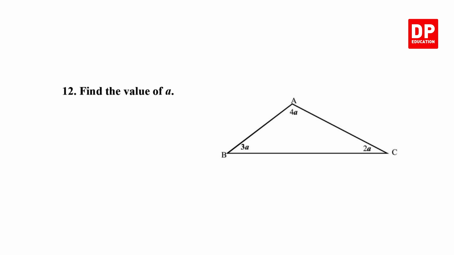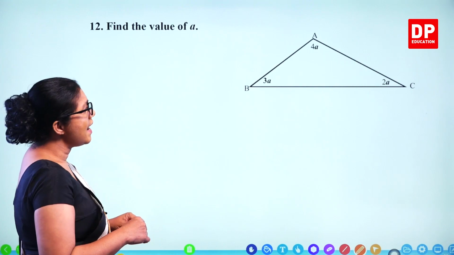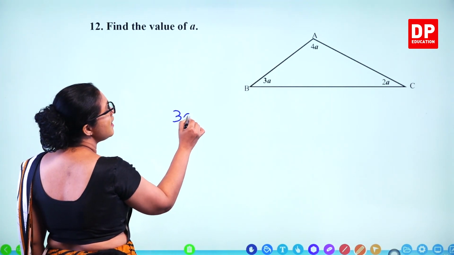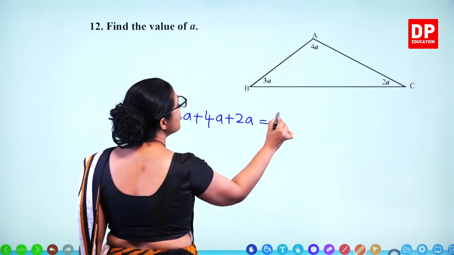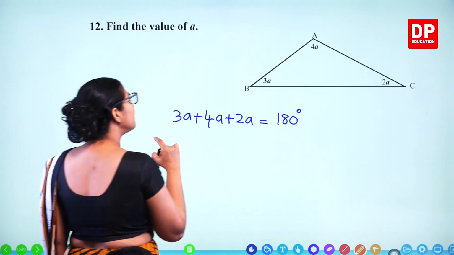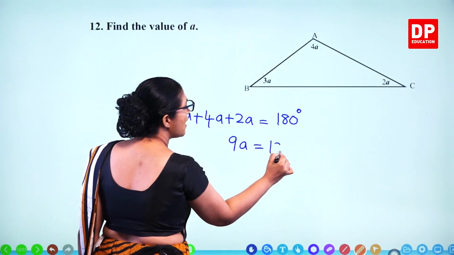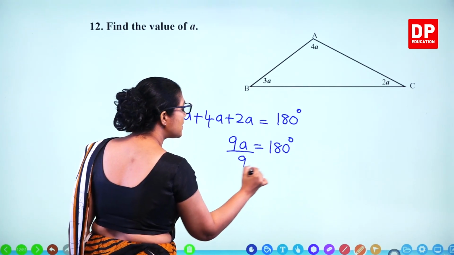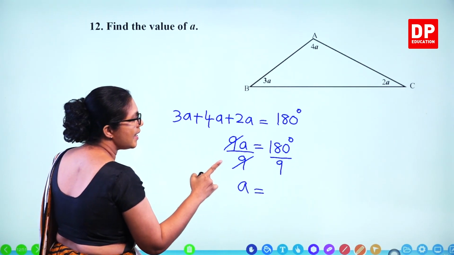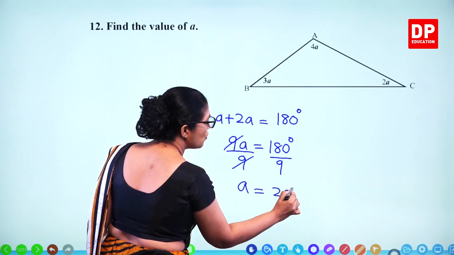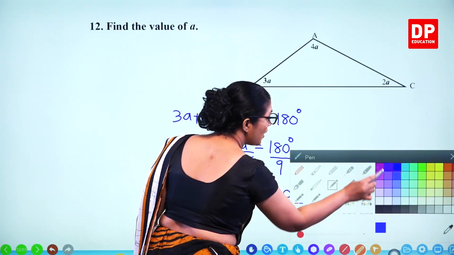Question number 12. Find the value of A. The sum of angles in a triangle adds up to 180. So you can write 3A plus 4A plus 2A is 180 degrees. 3 plus 4 is 7, 7 plus 2 is 9. 9A equals 180. Divide both sides by 9 because we need only A. 180 divided by 9, you get 20 degrees. So A is 20. You get 2 marks for that.